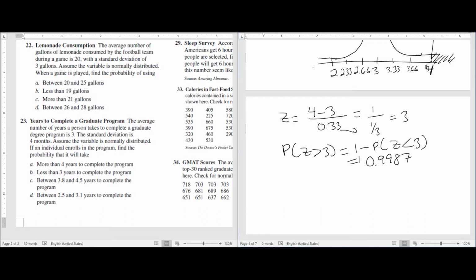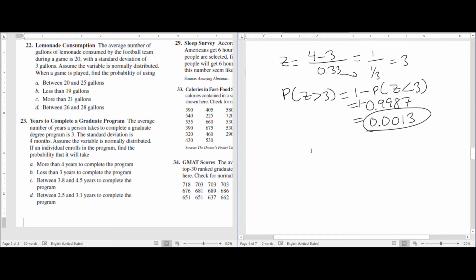0.9987. 1 minus that, so that means it's going to be 0.0013. So you got less than a 1% chance that it would take more than 4 years to complete the program.